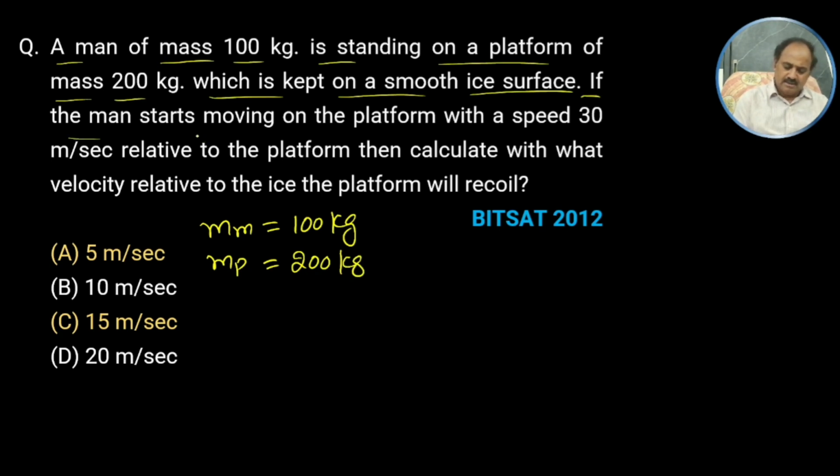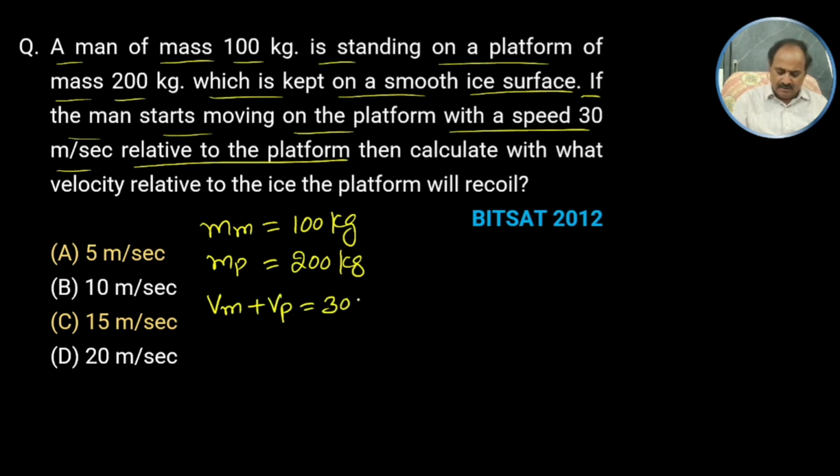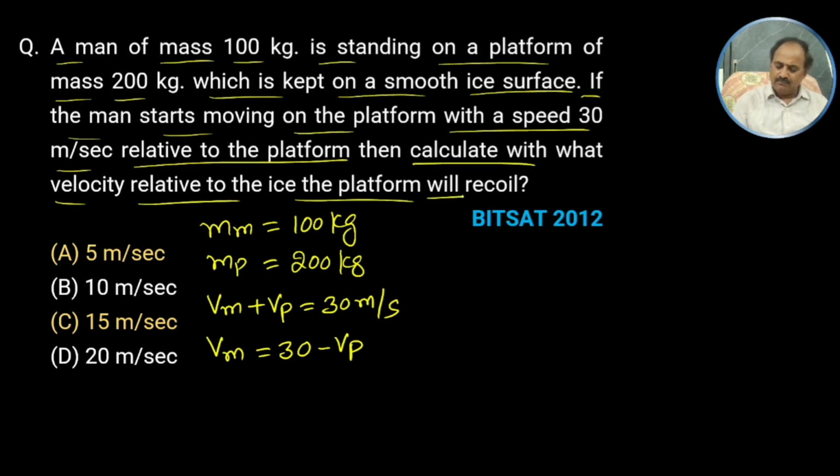Okay. If the man starts moving on the platform with a speed of 30 meter per second relative to the platform. Speed of the man is given as 30 meter per second relative to the platform, which means speed of the man plus speed of the platform equal to 30 meter per second. From this I can also write speed of the man equal to 30 minus speed of the platform. Then calculate with what velocity relative to the ice the platform will recoil. It means indirectly, what is the speed of the platform with respect to the ice surface? Correct? That is the question.